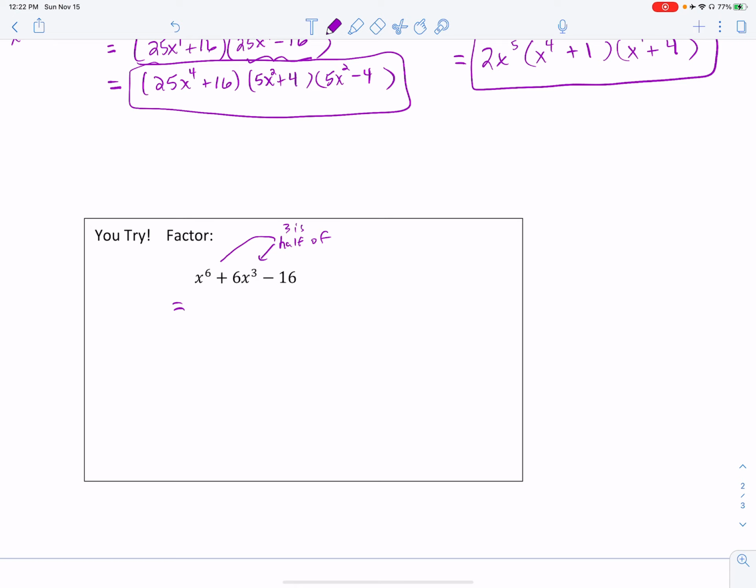Okay, how did you do? So this exponent of 3 is half of that exponent of 6. So this is quadratic in nature. My u is really x cubed. And so I can try to factor this. For x to the 6th, I'm going to use x cubed and x cubed. And then I need two numbers that multiply to be negative 16, but those factors add up to 6.